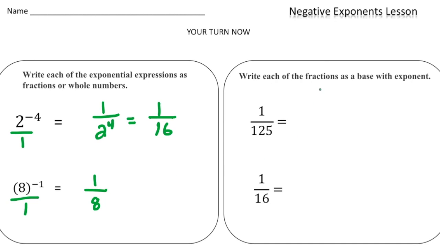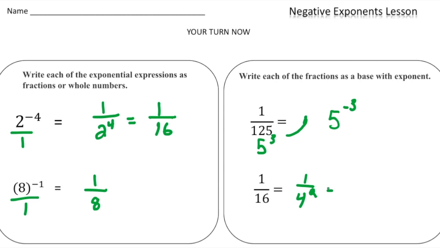Now for these two, you had to write the fractions as a base with an exponent. I know that 125 really is 5 to the third power, because 5 times 5 is 25, times 5 is 125. I need to write it as a base, so I'm going to bring that up to the top. It's now going to be 5 to the negative third power, which is the same thing as 1 over 125. And last but not least, we have 1/16, which we would write as 1 over 4 squared.